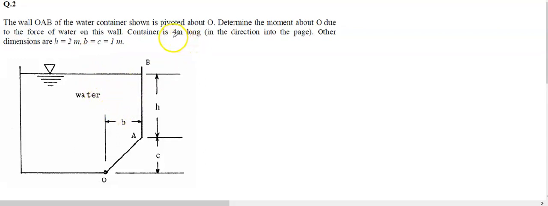The information is that the container is 4 meters long, in the direction into the base. We have the dimension A equal to 2 meters, and B and C equal to 1 meter. We need to calculate the moment about this point O due to the water force, and this is the free surface. This is the material, water. So let's start with the solution.